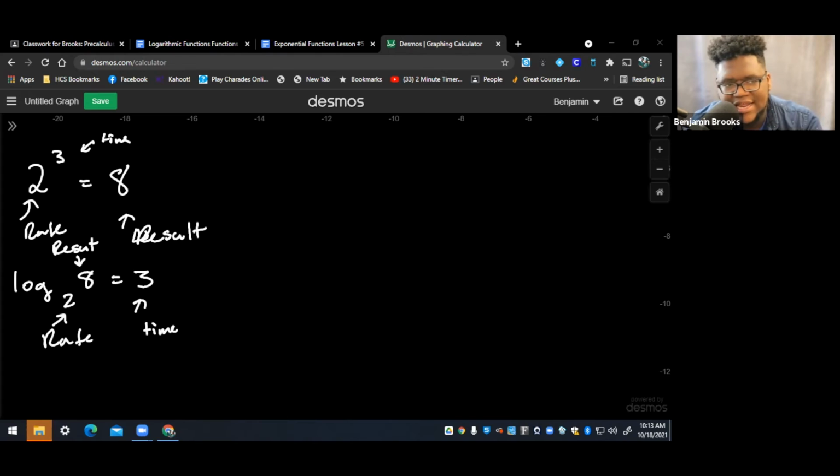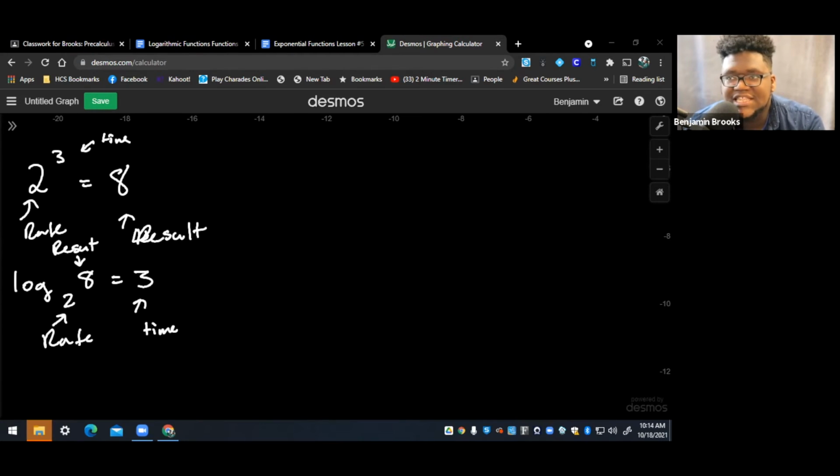So let's think about it. An exponential function says, hey, I'm doubling every year. How tall will I be after 3 years? A logarithm says, I'm doubling every year, but I'm going to go ahead and tell you what the result is. I'm going to be 8 times as big as when I started. How long is it going to take for me to get there?